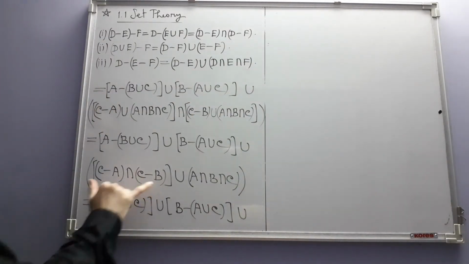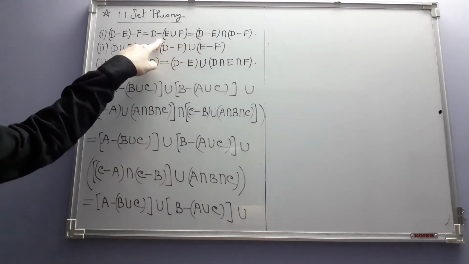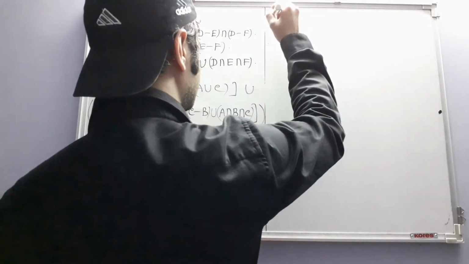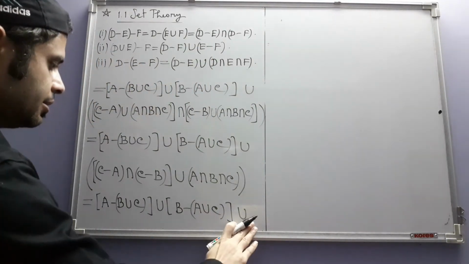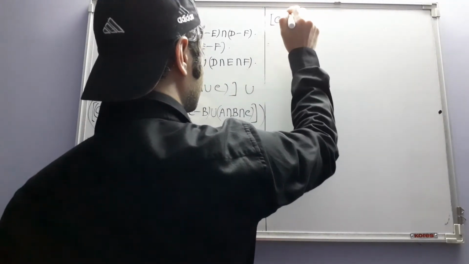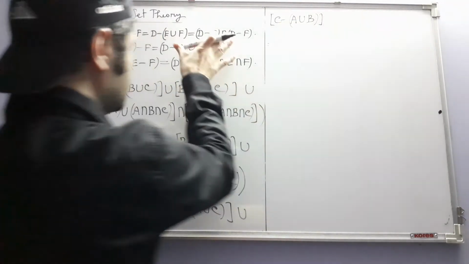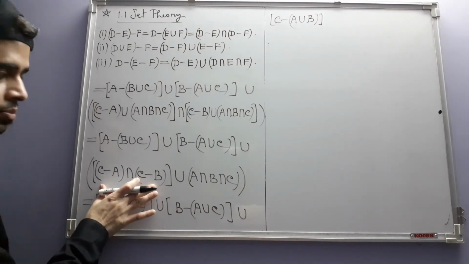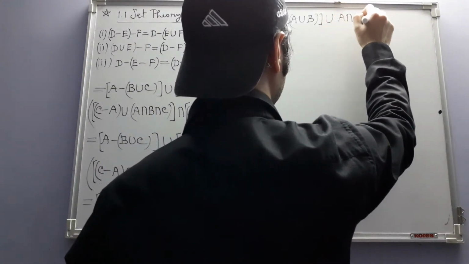Now what is this? This one is, again we can use identity 1 here, the second part of the first identity. So this becomes equal to, oh sorry, I am not done yet here, union C minus A union B. We have used this one here. Where? Here. Union A intersection B intersection C.